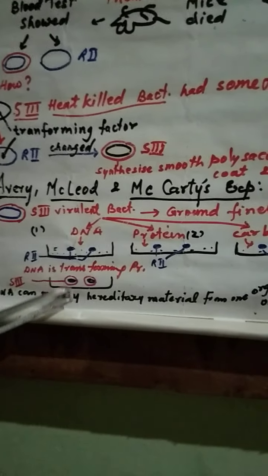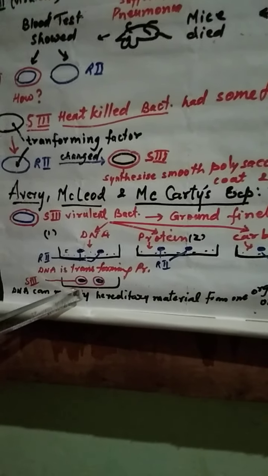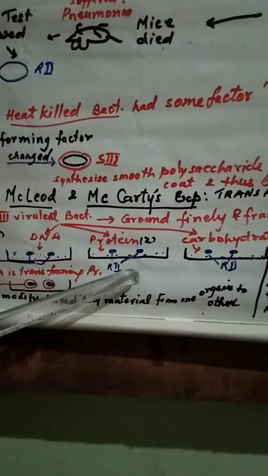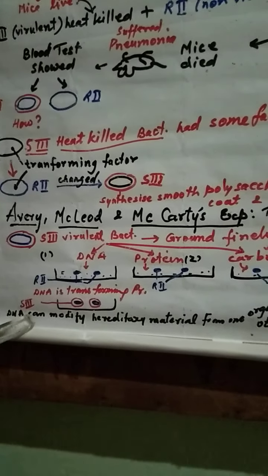The result was that only in the first case, the first Petri dish, there was a change of R2 into S3 type, that is virulent type, while there was no change in the rough R2 bacteria. Here they remained as they were. So they concluded from this experiment that DNA can modify hereditary material from one organism to another.